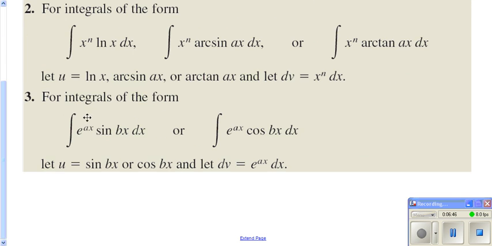Or when you're dealing with integrals of e to the power times your sine or e to the power times cosine, you want to let your u be the sine or the cosine and your dv be that e to the power. Those are just some helpful hints to help you get these right.